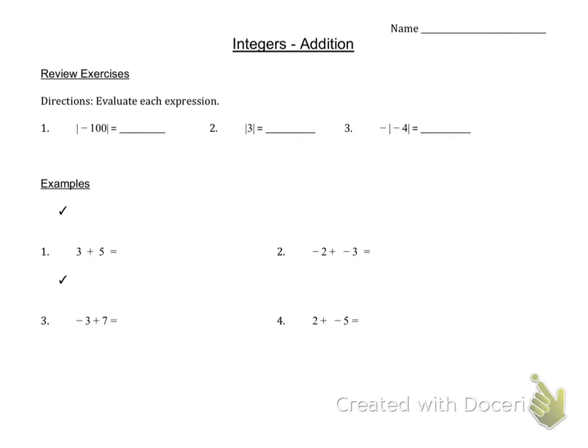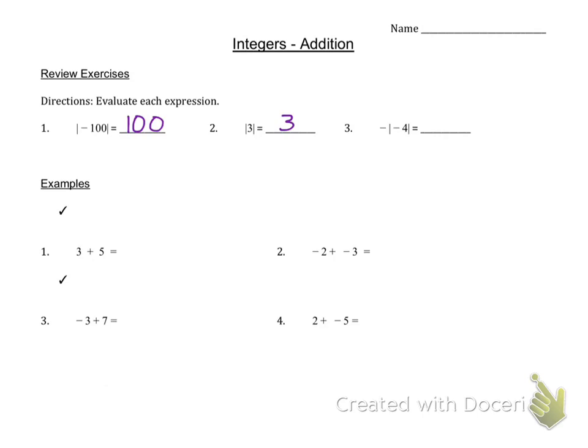Number 1, the absolute value of negative 100. Well, the distance between negative 100 and 0 is going to be a positive 100. So your answer is 100. Number 2, the absolute value of 3. Well, what's the distance that 3 is from 0? Well, it's 3 units. So your answer is 3.